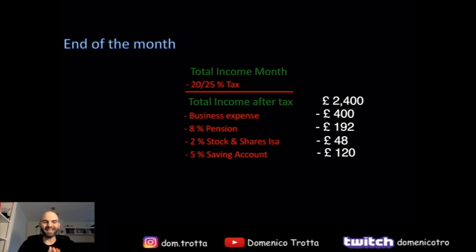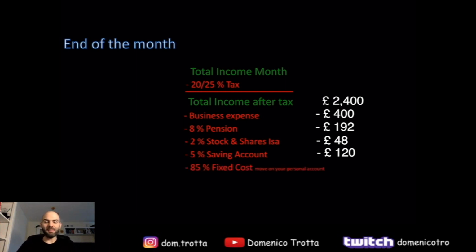What I do at the end of the year, I take 50% of my savings account and I invest this 50% in my Stocks and Shares ISA. And I keep the other 50% for the next year.